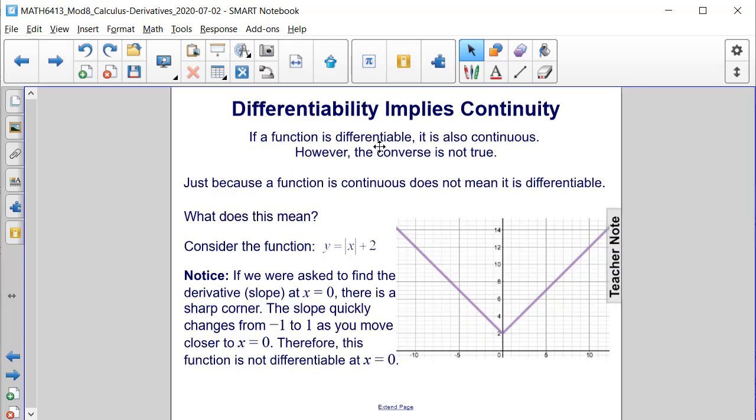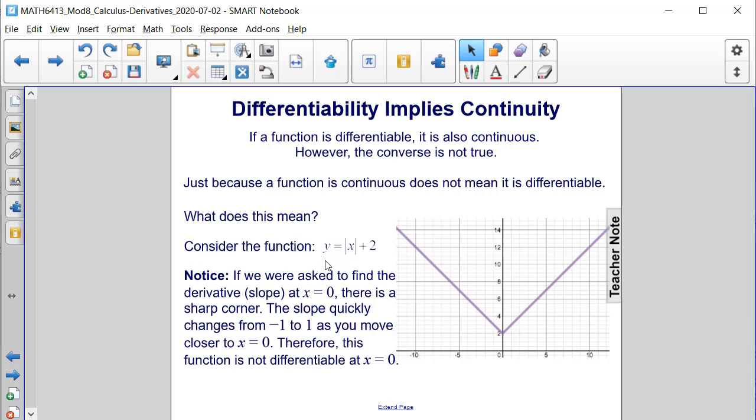If a function is differentiable, it is also continuous. However, the converse is not always true. Just because a function is continuous does not mean that it is also differentiable. Well, what does this mean? Because for some, this might seem really confusing. Let's actually look at an example.